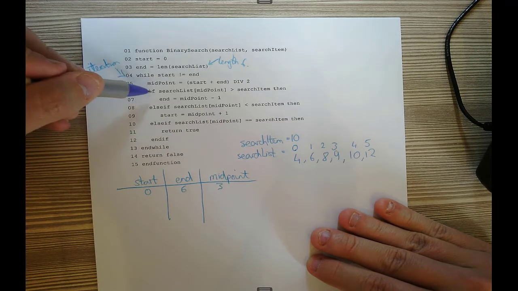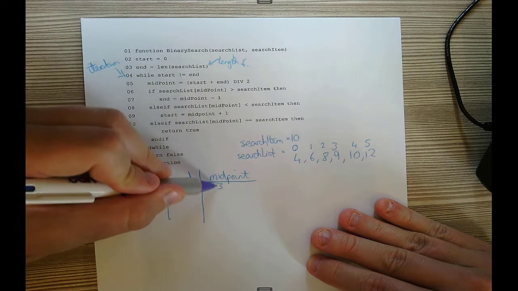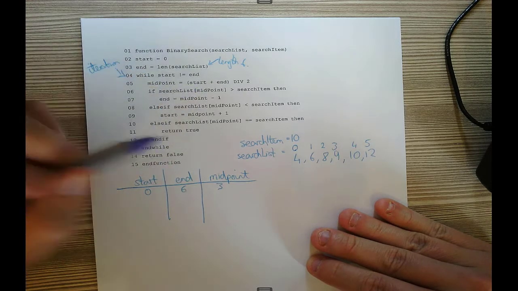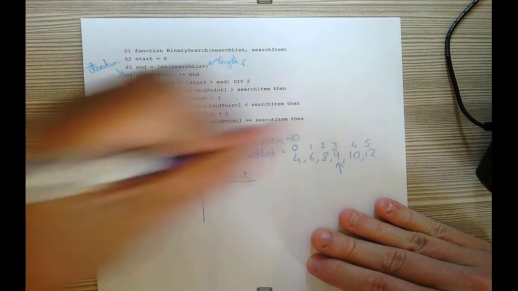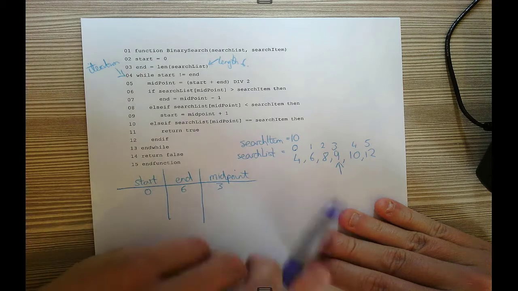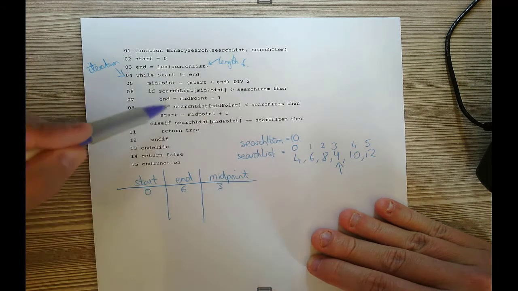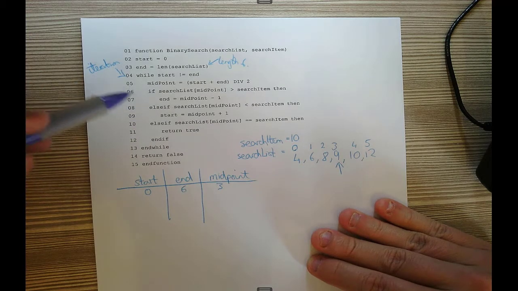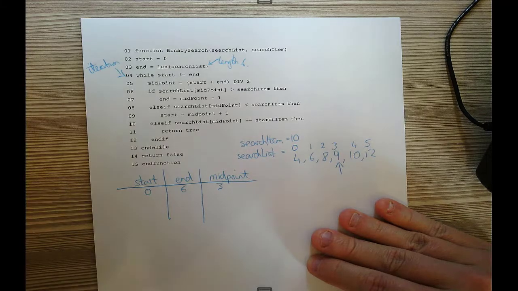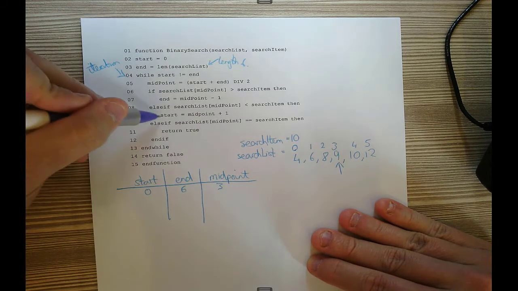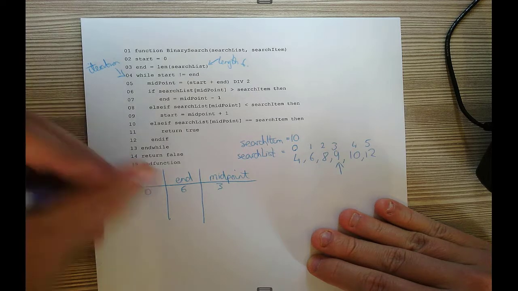So next we say if the search list element midpoint. So what we're basically doing is we're taking that number 3 and we're going to put it in there. So if the search list element 3, which is this one here, the number 9, is greater than the search item. So is number 9 greater than what we're looking for, number 10? No. So we skip and go to the else if. Now we check if that item, number 9, is less than the search item, which it is. So what we do there is we set the start value to the midpoint plus 1.